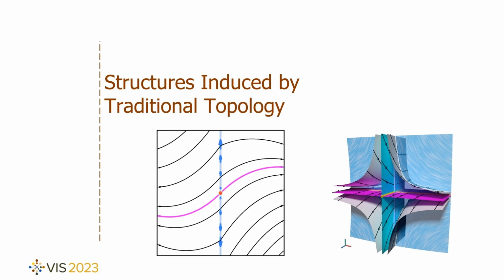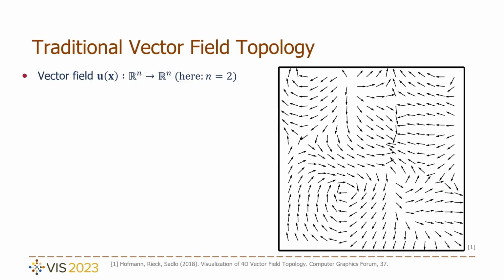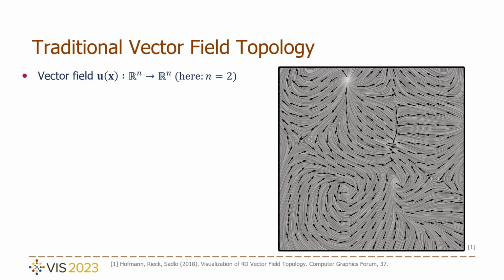We now have a look at the interaction between stream sets and the discontinuity flow. For any given smooth vector field, we can extract its critical points, which are points at which the vector field vanishes. Through the Jacobian and its eigenvalues, we can characterize each critical point.